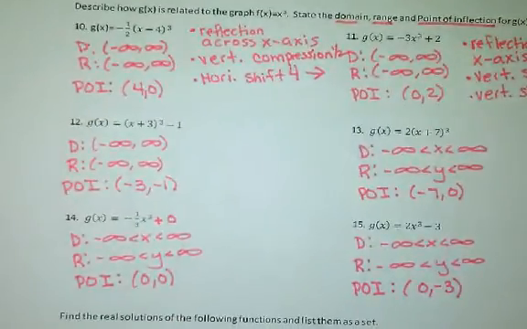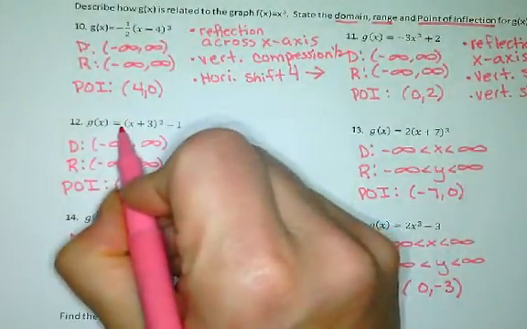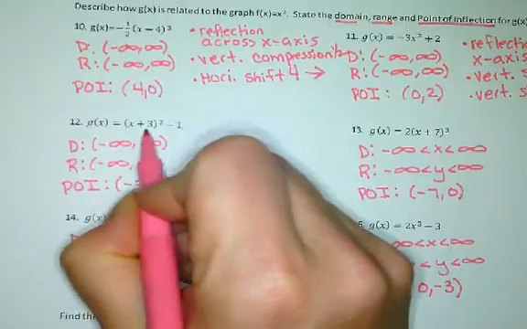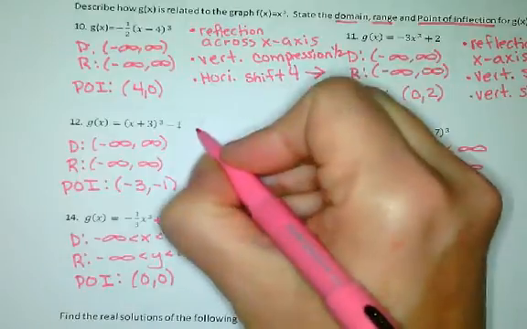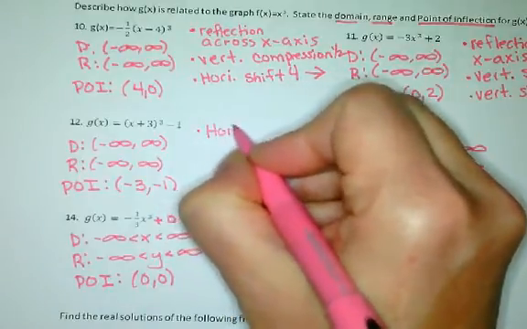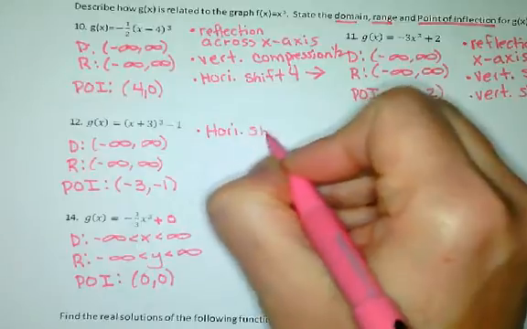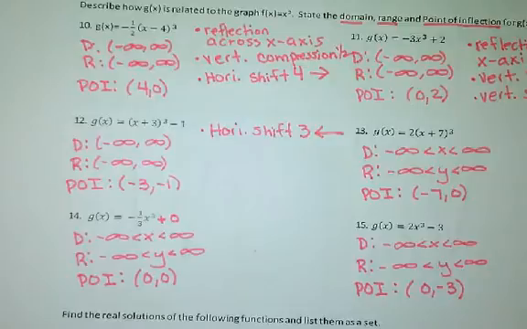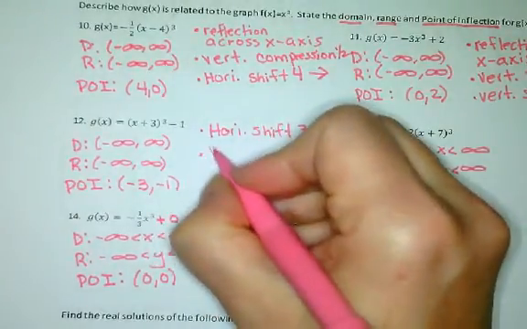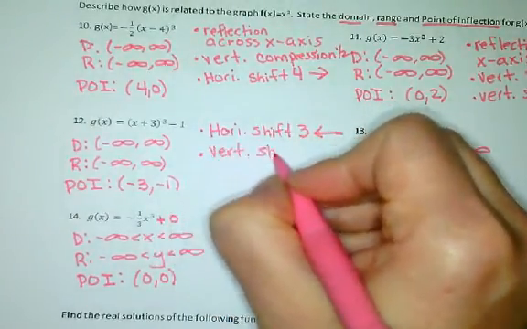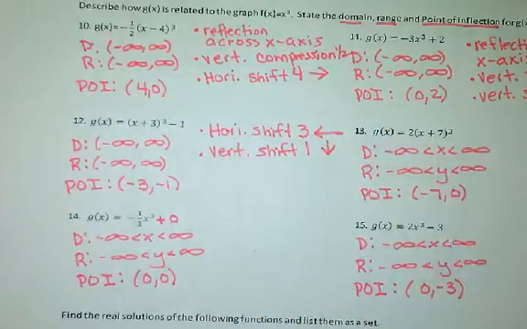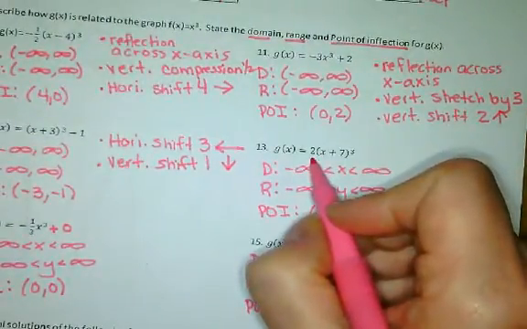Okay, on number 12, I don't see anything happening for the reflection or the stretch or the compression, so I only see something happening on the inside. So again, that's your horizontal. So it's a horizontal shift 3 to the left, okay, 3 to the left. And this one is a vertical shift 1 down.